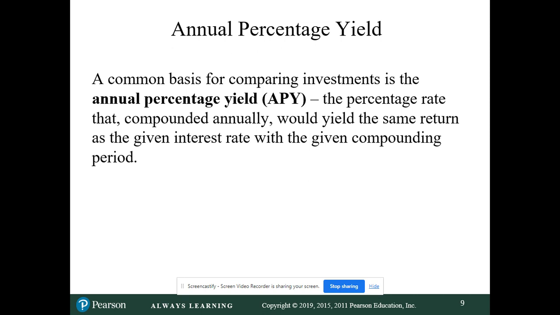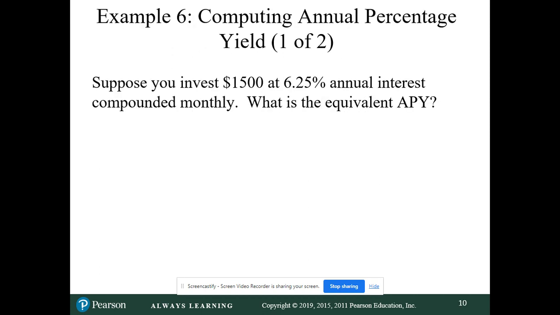All right, annual percentage yield, which is kind of confusing. Annual percentage yield is advertised a lot when they're advertising CD rates and so on. So you have to understand what they're talking about. That's a percentage rate that compounded annually would yield the same as if it's compounded monthly or daily or whatever.